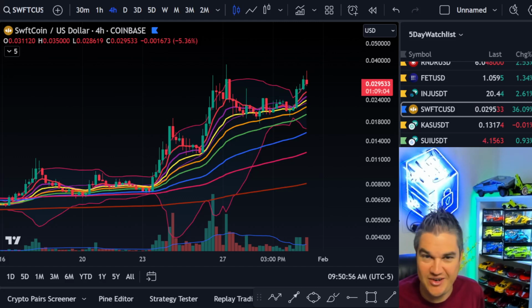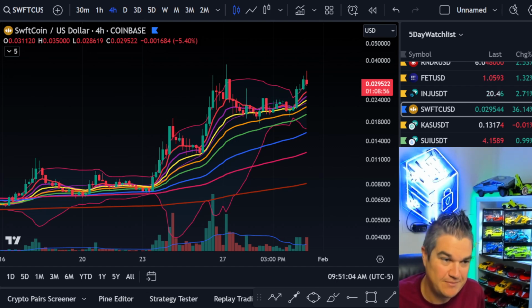SWFTCoin price update across the board. We're going to start on the super short time frame, the 4-hour chart. Then we're going to zoom out to the weekly and maybe even the monthly, because today is the last day of the month. We're going to see how SWFTCoin is going to close this month out. Look at the bullish implications, what to watch for.